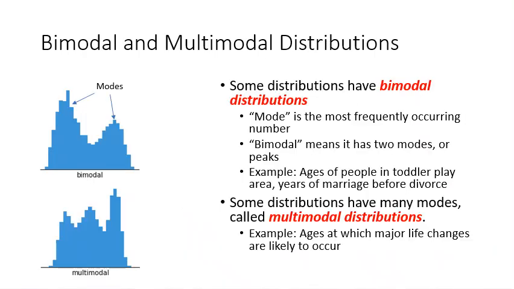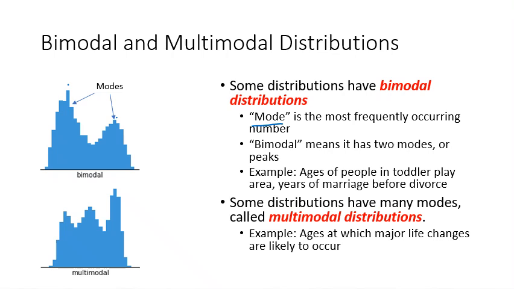However, we can have different shapes. Sometimes we can have a bimodal shape. Once again, the mode is the number that occurs most frequently in the data set. And if it's bimodal, that means we have two peaks. We have two places with a greater number of ages.